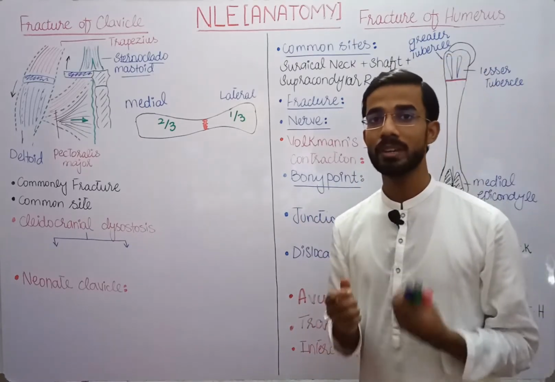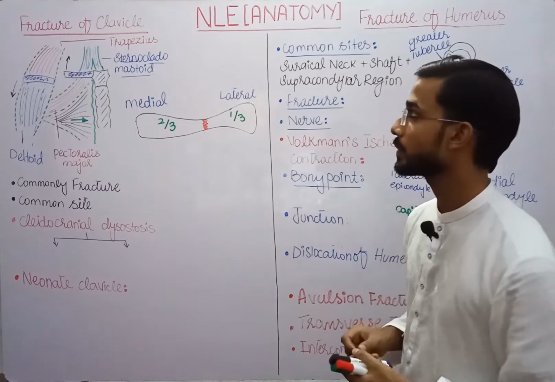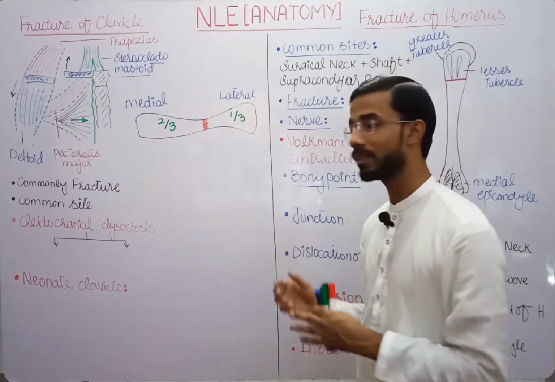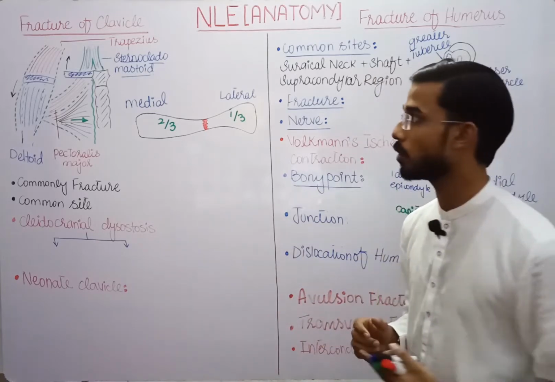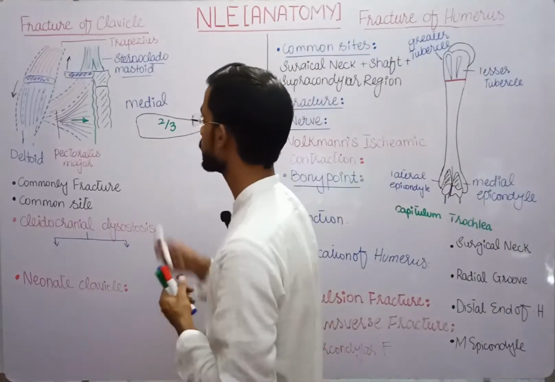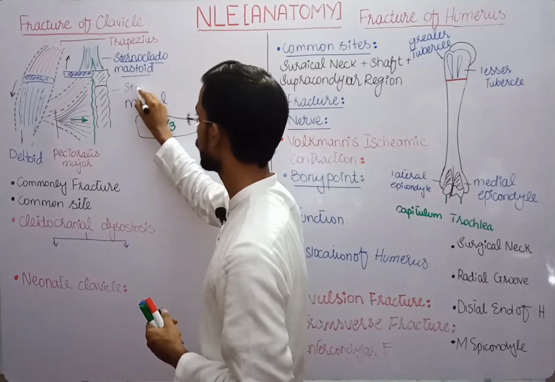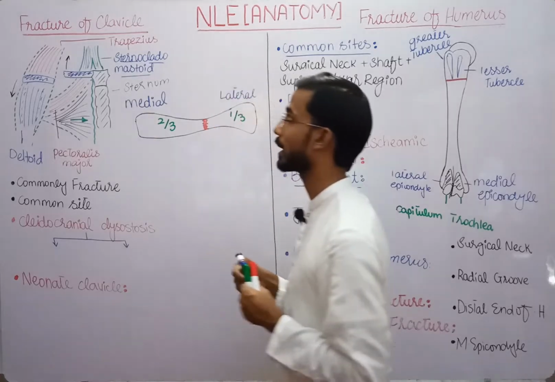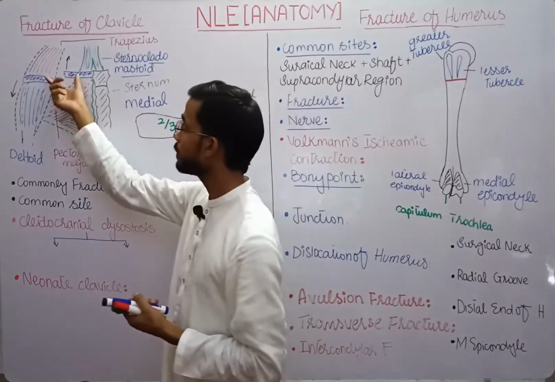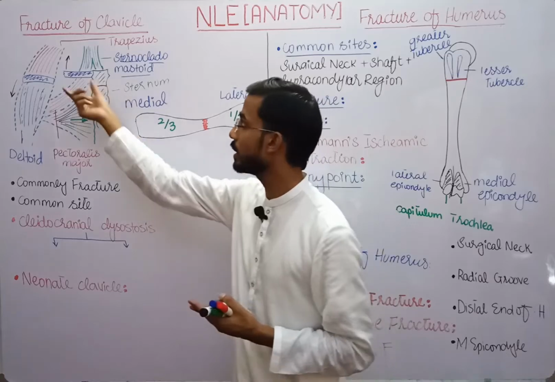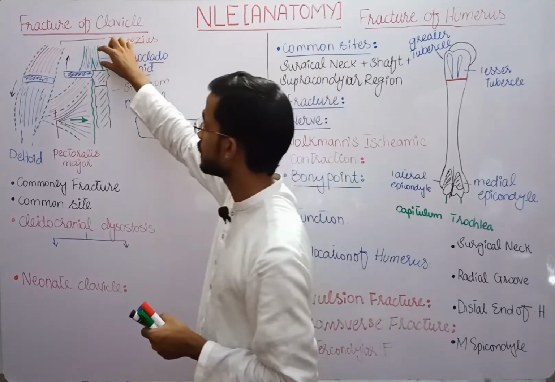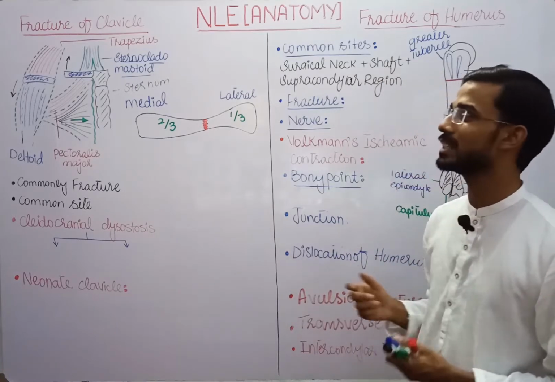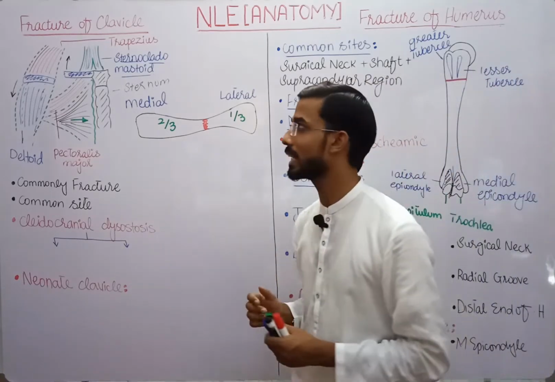Fractures of the clavicle. The clavicle is also called the collarbone. Here you can see the format and how the clavicle bone is arranged in our body. Here you can see the sternum, which is shown by the black color, and here is the broken clavicle, and here you can see the muscles, which are the sternocleidomastoid muscles. Basically, these attach to both the sternum and the clavicle.